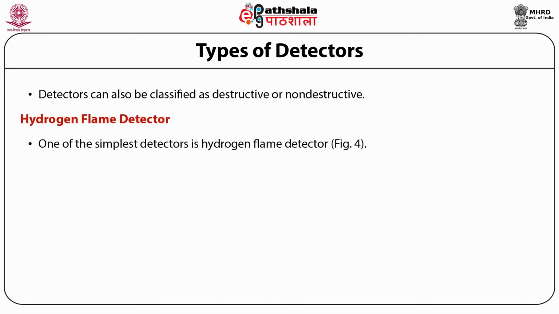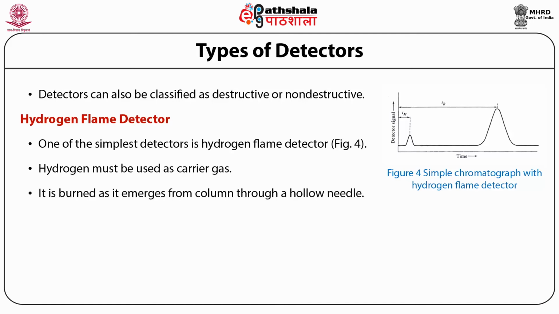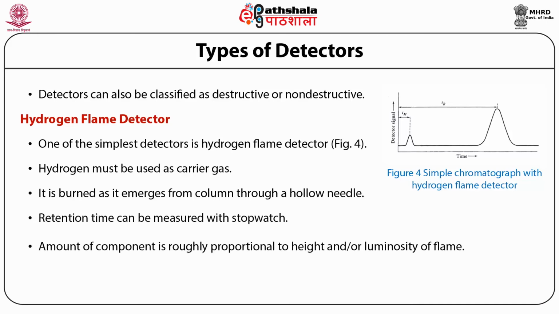One of the simplest detectors is the hydrogen flame detector shown in the following figure with an extremely simple chromatograph. In this detector, hydrogen must be used as a carrier gas. It is burned as it emerges from the column through a hollow needle, yielding a nearly colorless flame. When an organic component emerges, the flame becomes yellow. Retention time can be measured with a stopwatch. The amount of the component is roughly proportional to the height or luminosity of the flame.